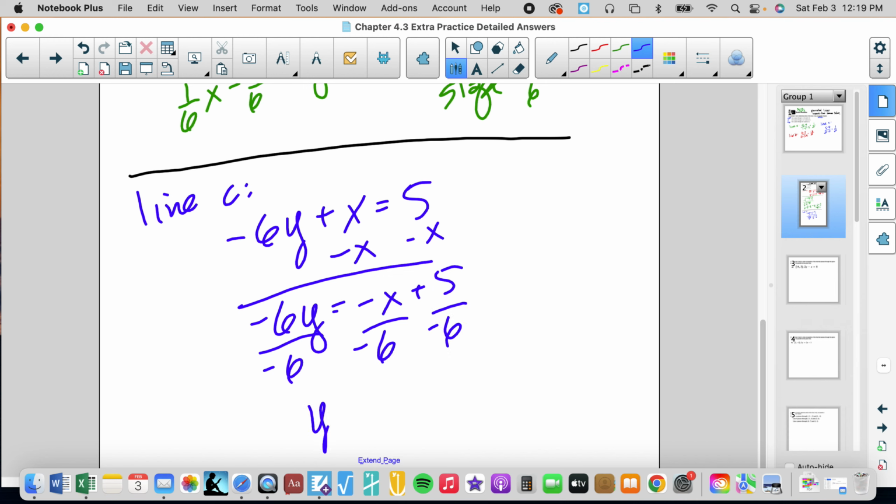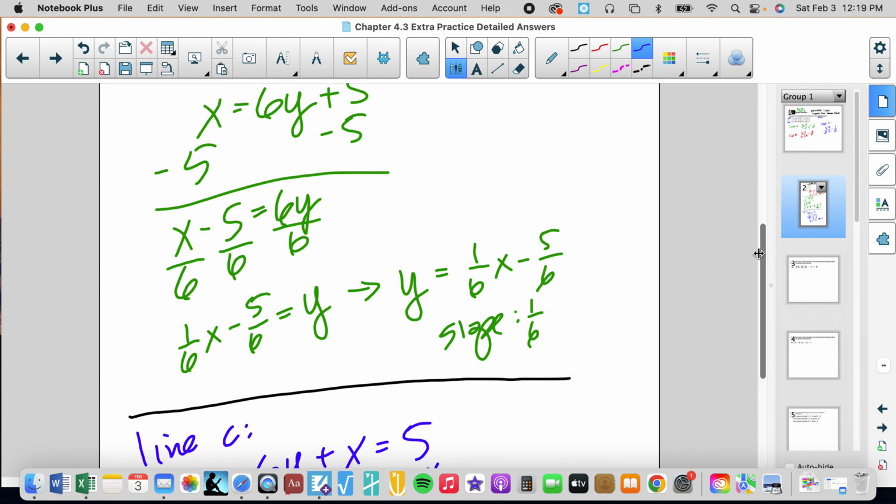And we get y equals positive 1/6 x minus 5/6. So this has a slope of 1/6. Now, are they the same lines? Look at that. Did you notice that?